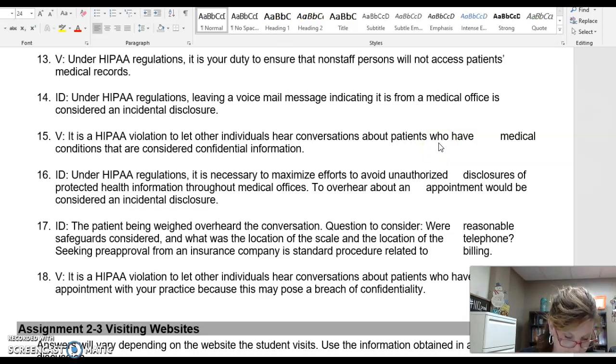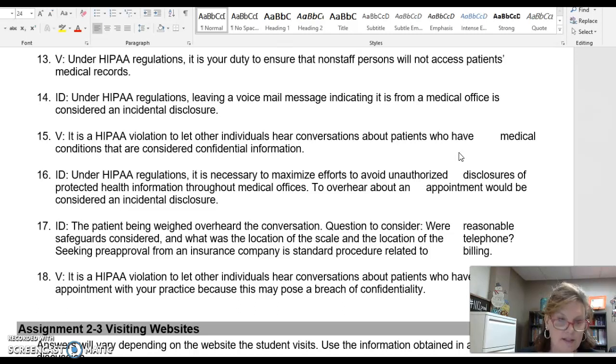Number 15, we have a patient, Kim Lee, in the exam room who overhears a conversation concerning blood test results of another patient in an adjoining room. Okay, again, you should not let other individuals hear conversations about patients who have medical conditions that are considered confidential information. So this is a violation.